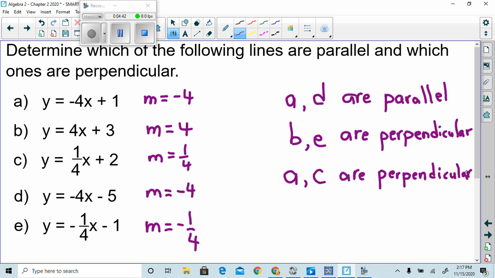As a matter of fact, I see that we could also say, let's see if there's anything else. I've got -1/4 and 4, -4. Oh, what about D and C? D and C are also perpendicular.